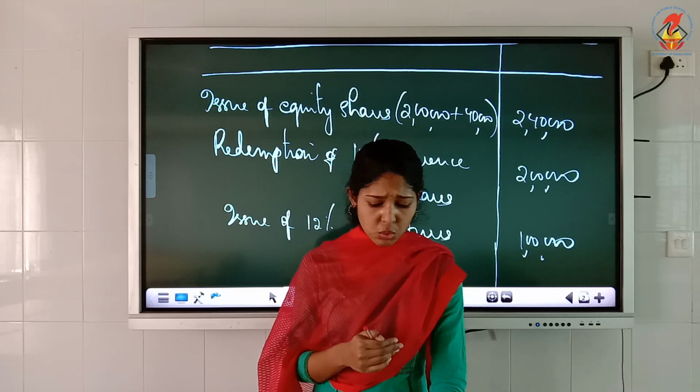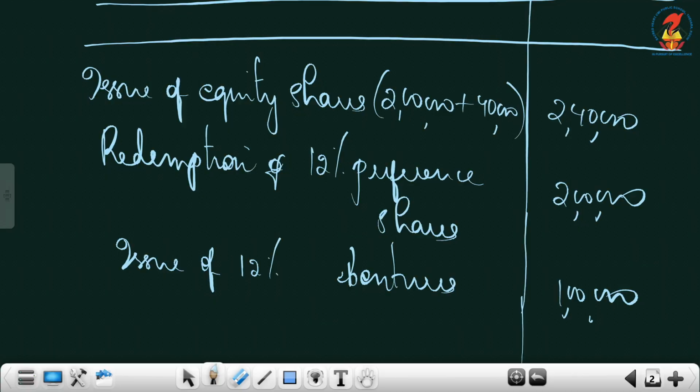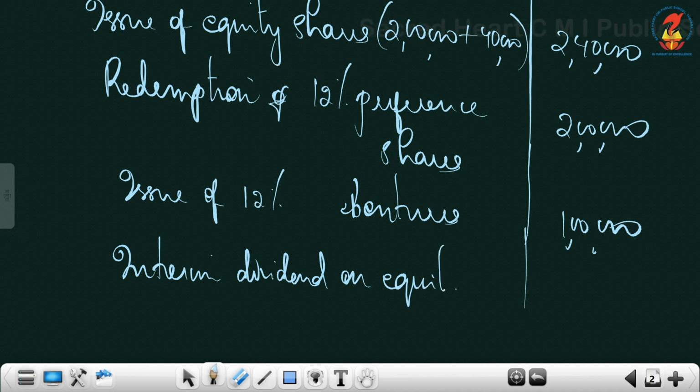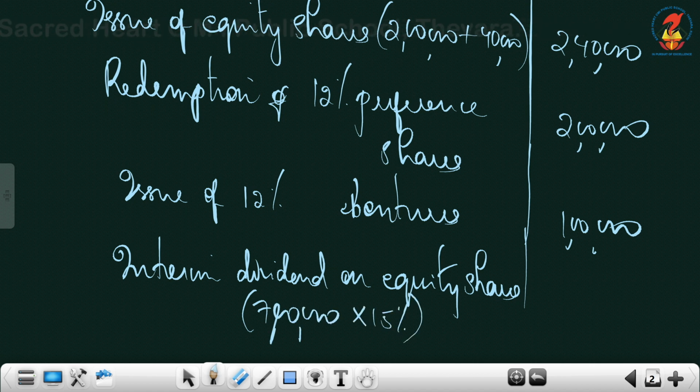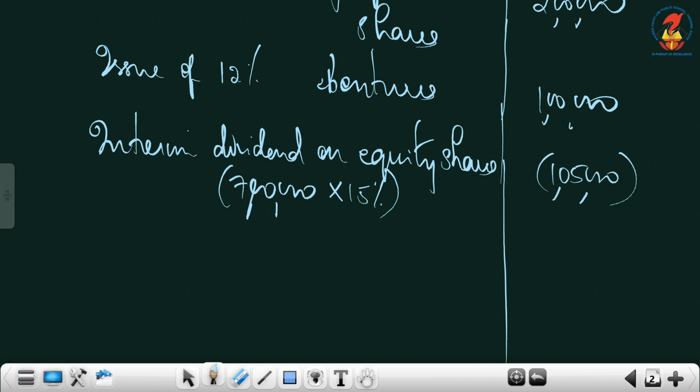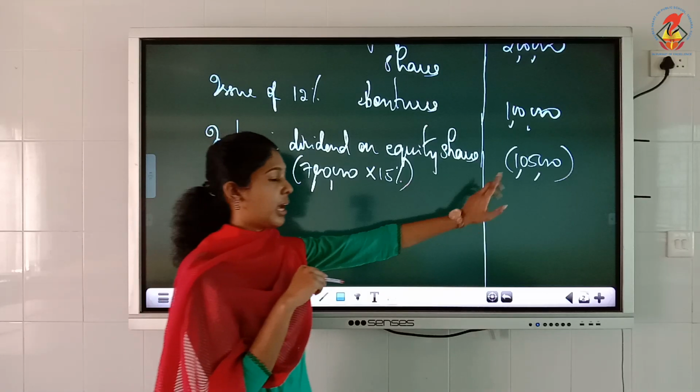Understood? So, here we will compute on 7 lakhs, that is interim dividend on equity shares. On 7 lakhs, we will compute that at the rate of 15%. So that is 7 lakhs into 15%, 1,05,000, and it is something which we have to pay. The company has to pay this, so it is outflow, so which should be written within negative, within brackets.